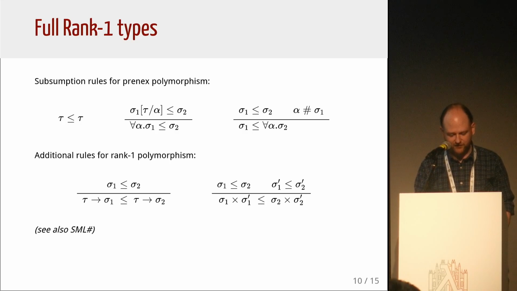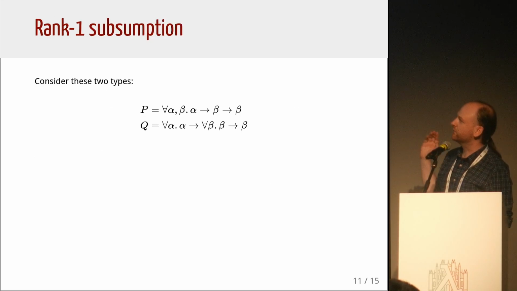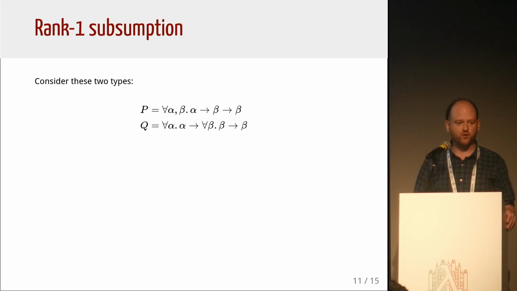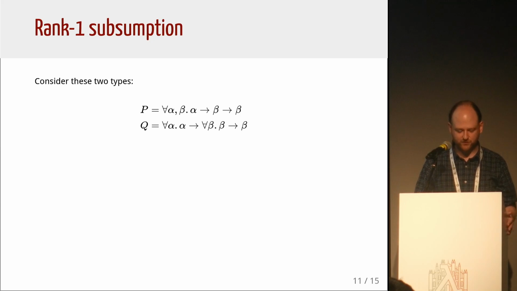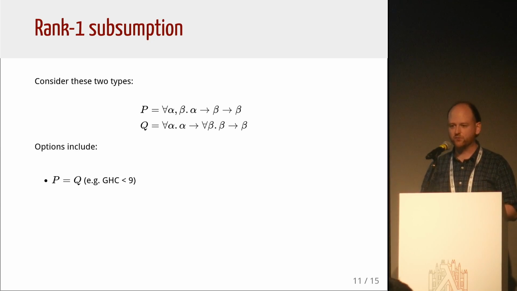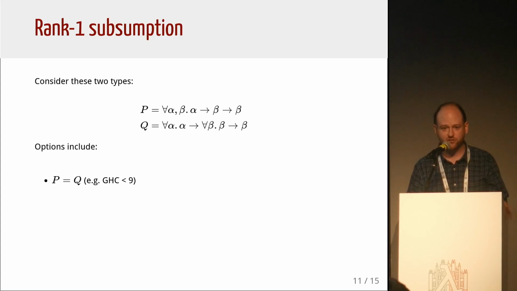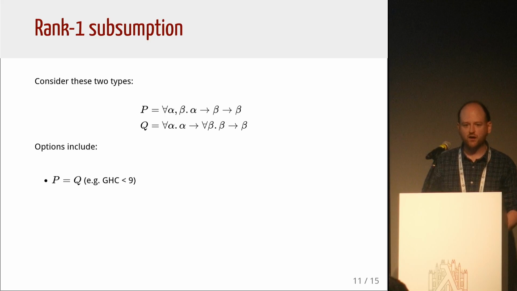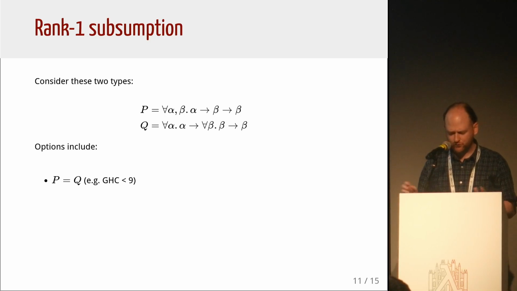So as an example of what that actually means, let's look at these 2 types. They both describe a curried function of 2 arguments, taking an alpha and a beta and returning a beta, but they differ in the placement of the for alls. Now, the old school way of interpreting these 2 types is that all of the for alls are implicitly hoisted. This is, for instance, what Haskell used to do before GHC 9, a feature that was removed known as deep subsumption.